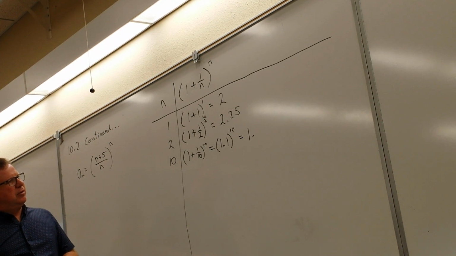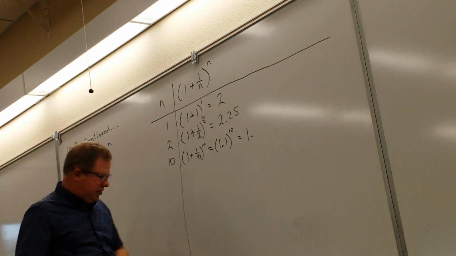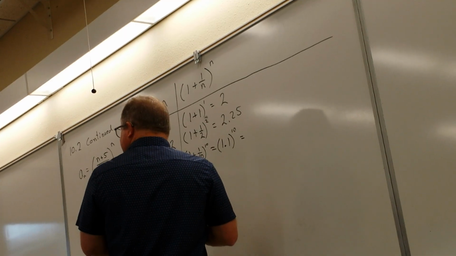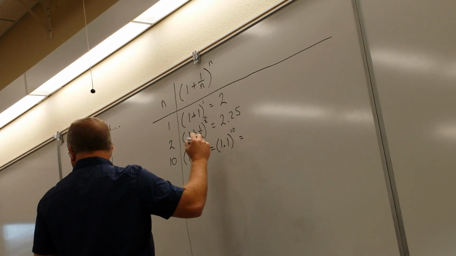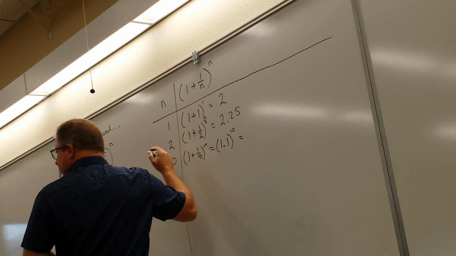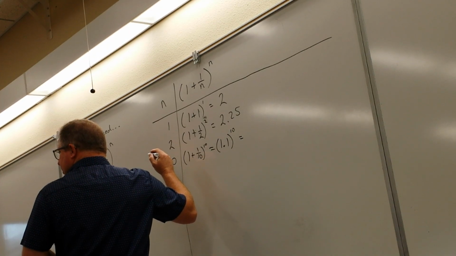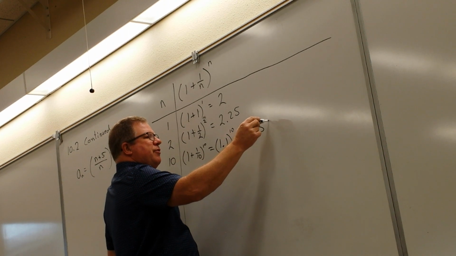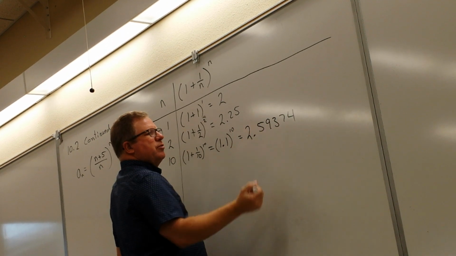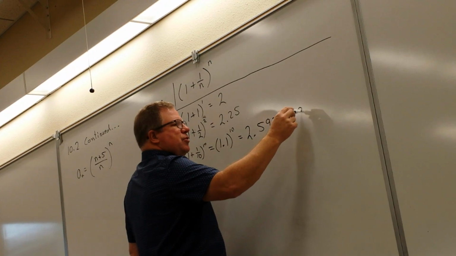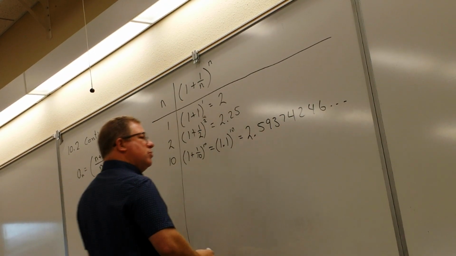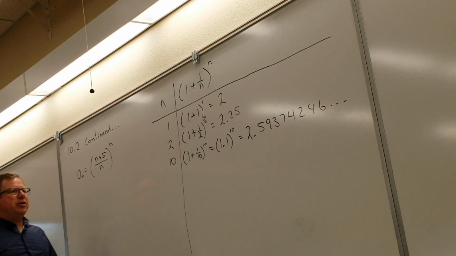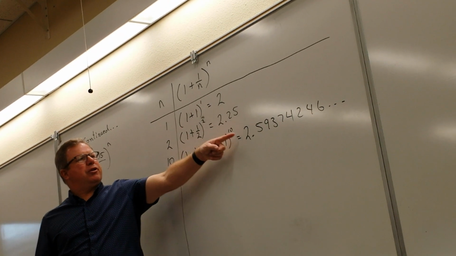Got 2.59. There we go. Yeah, check your calculation there. See what's going on. Is there any more, or is it just that 2.59? It's like 2.93, 7, 4. Okay, give me a whole bunch. 2.59374. Got any more? 2.46. Figured it out? Yeah. All right.